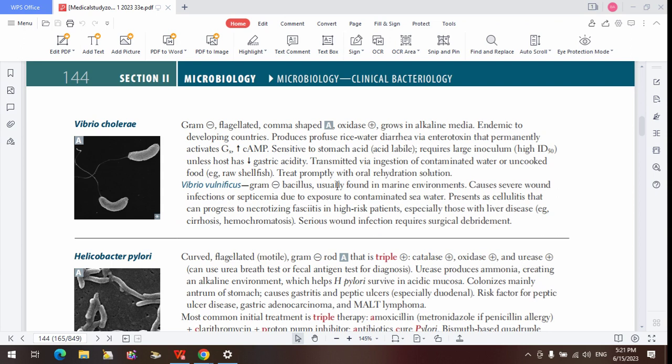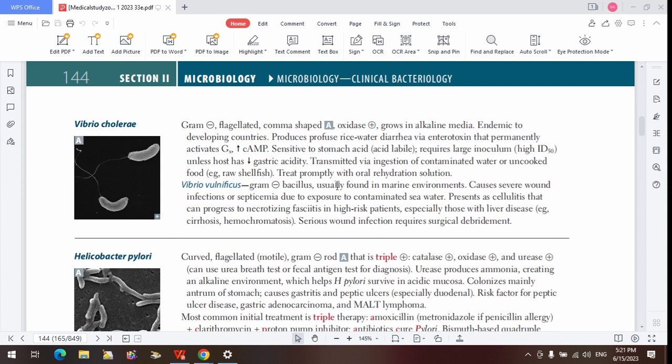So someone that has hemochromatosis has a very high chance of getting infection with Vibrio vulnificus if the person is very close to a marine environment, because you find them in salt water. That's where you find them. They don't typically cause diarrhea. What they cause is wound infection. They contaminate wounds and cause necrosis of that wound.